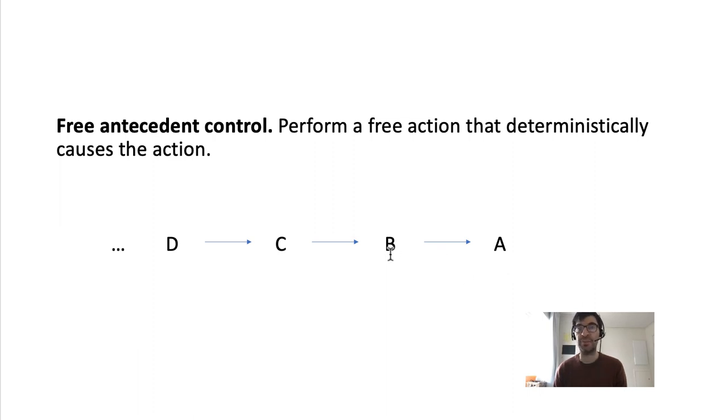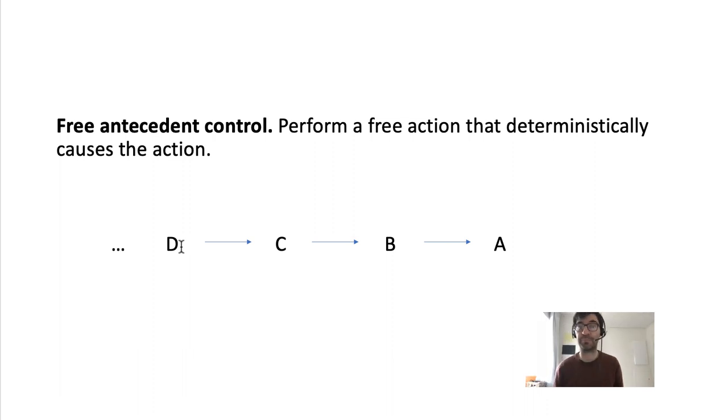But since B needs to be a free action, and since free antecedent control is a necessary condition on a free action, for B to be a free action, the agent has to be able to perform an earlier free action C that deterministically causes B. But of course, since C is a free action, for C to be free, there has to be an earlier action D that would deterministically cause C. And since D also needs to be free, now you see where this is going.